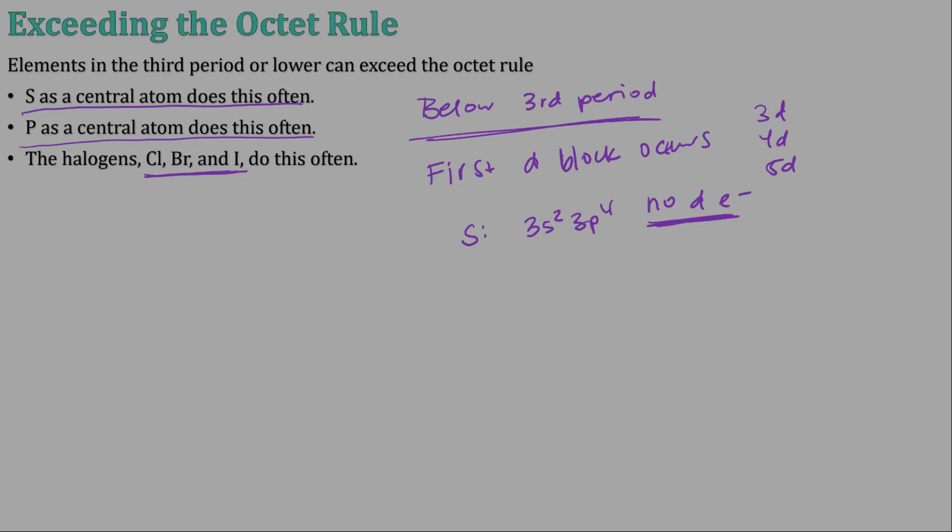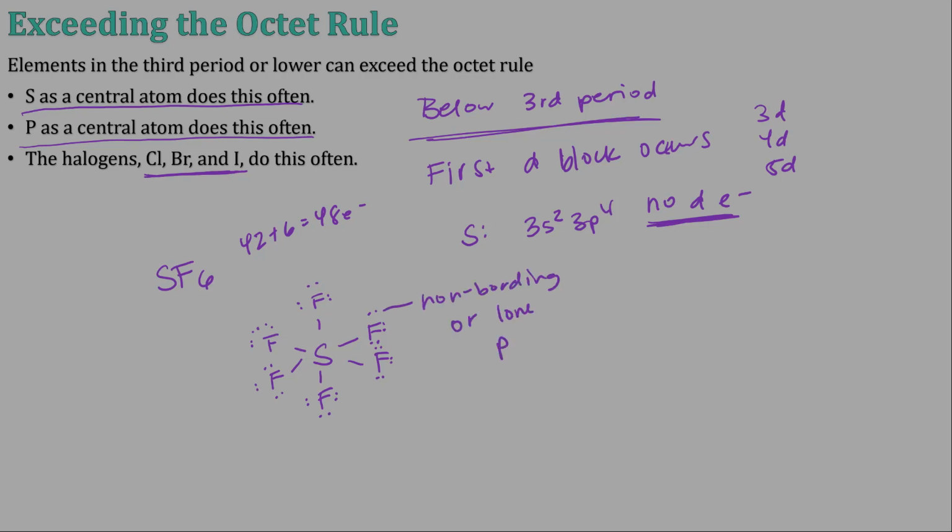So nitrogen, oxygen, fluorine, they can't go past the octet rule. Let's look at some examples. So like SF6 is an example of exceeding the octet rule. So we have sulfur, and that would be 42 plus 6 is 48 electrons. So every single one of these fluorine has 6 lone pairs. We also call those non-bonding electrons. All right, and then there's also like PCl5, BrF3, I think exceeds the octet rule.